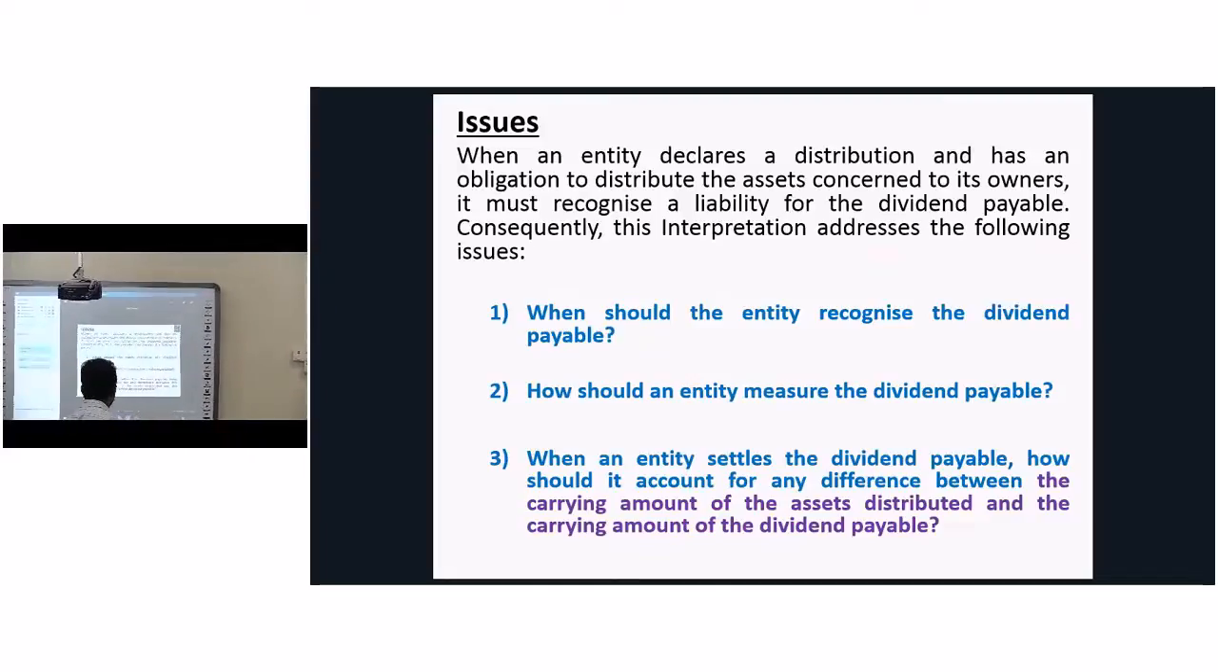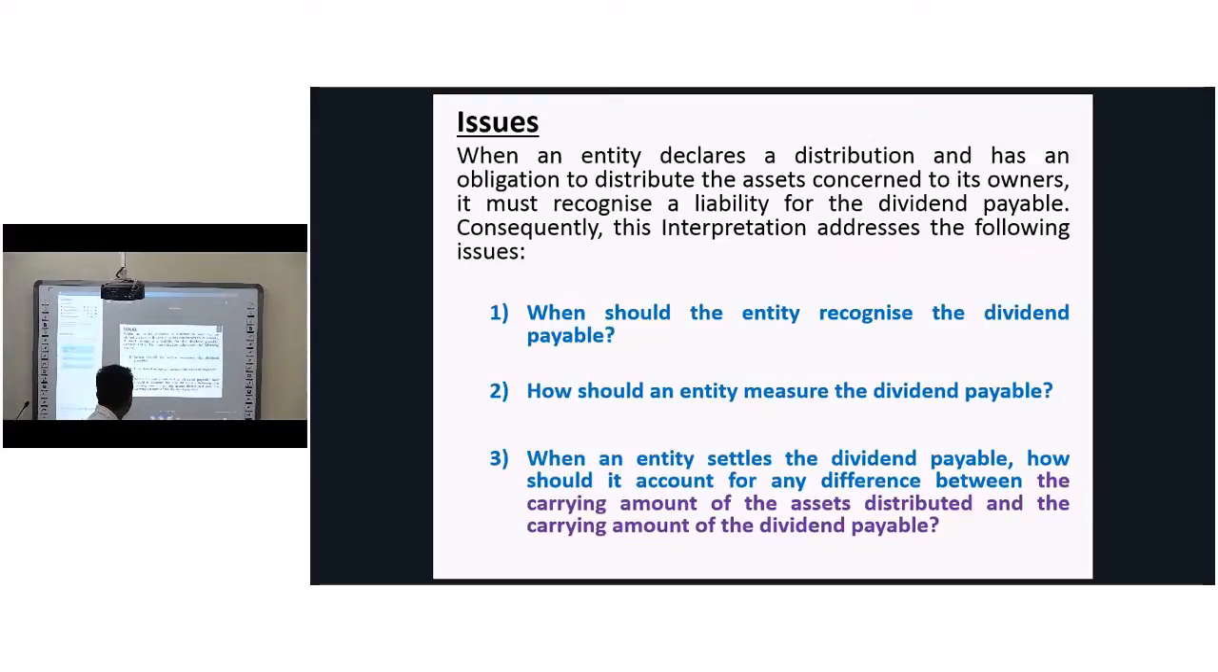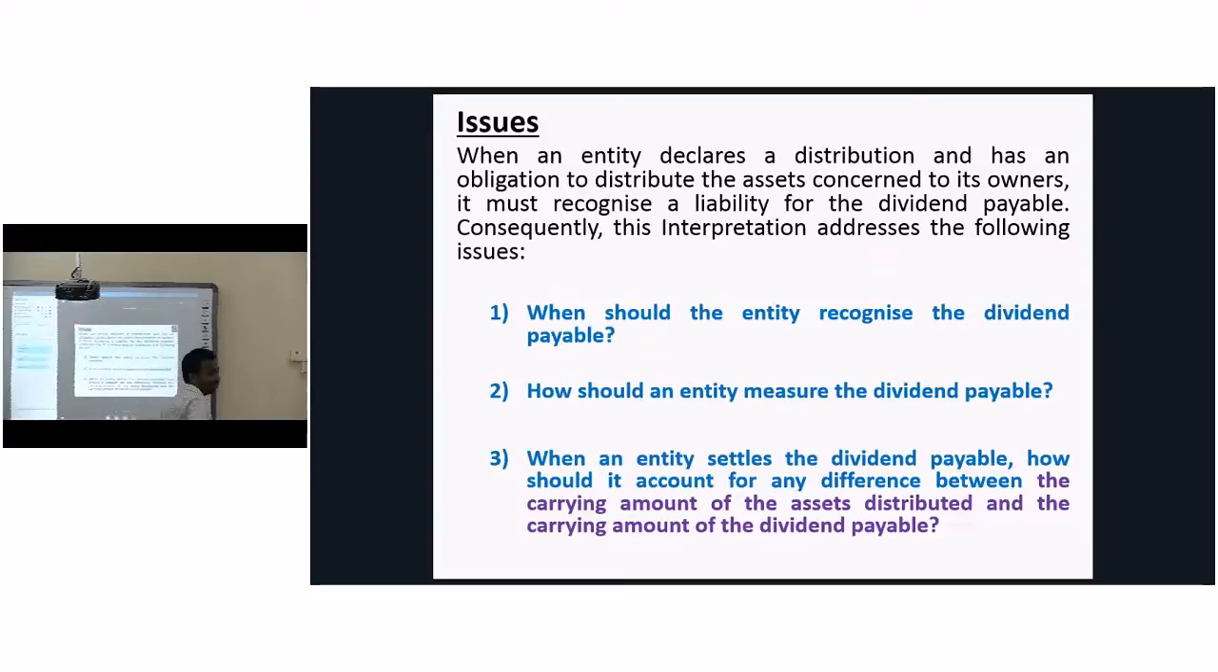When did the entity recognize the dividend? When? How should an entity measure the dividend payable? How much do you measure as the dividends liability, do you know? And when an entity settles the dividends payable, that's a question.